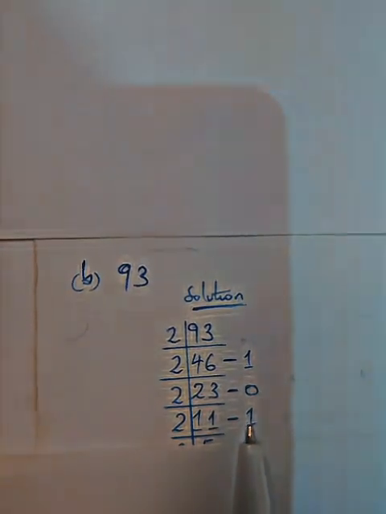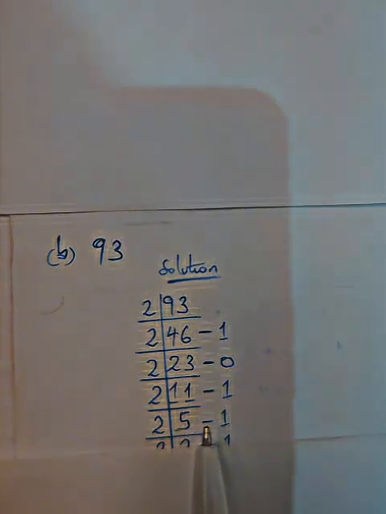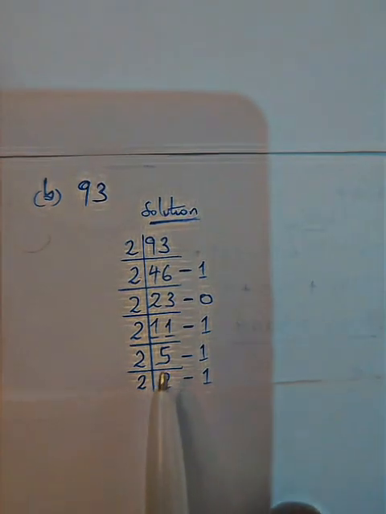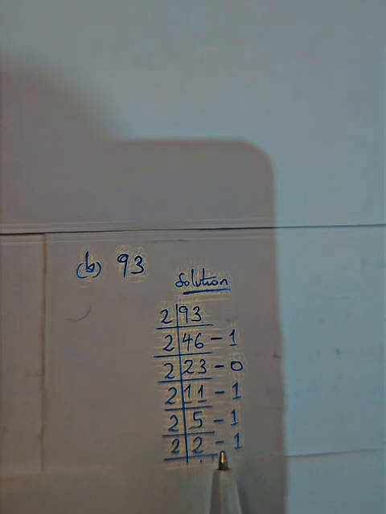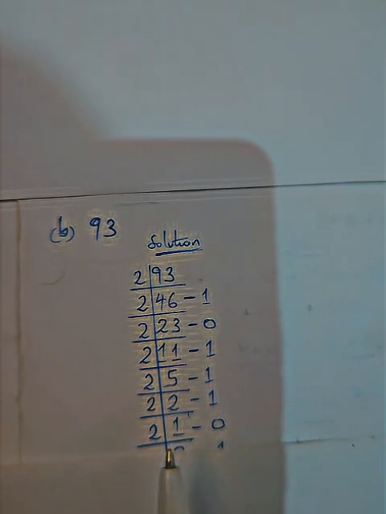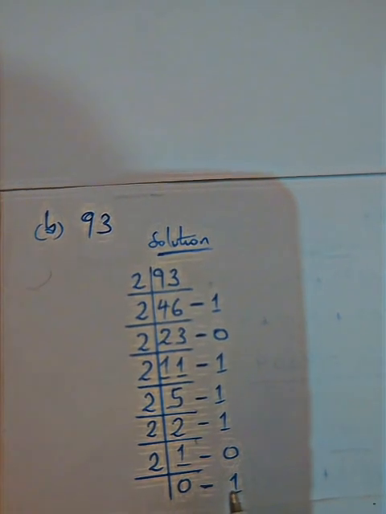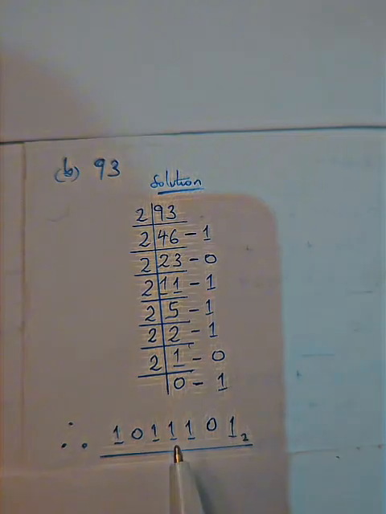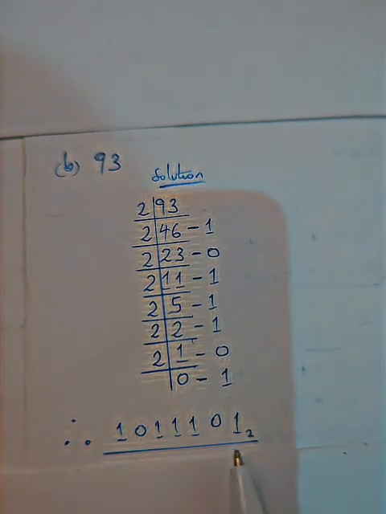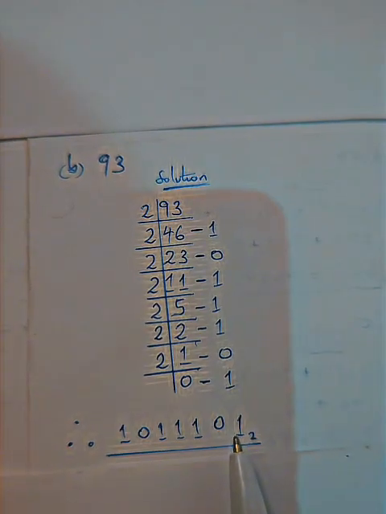Remainder will be 1. 11 divided by 2 we get 5.5, remainder will be 1. 5 divided by 2 we get 2.5, remainder is 1. 2 divided by 2 we get 1, remainder is 0. 1 divided by 2 we get 0.5, remainder will be 1. For the decimal number 93, the answer will be 1011101, binary number.